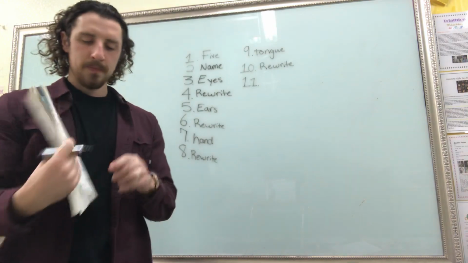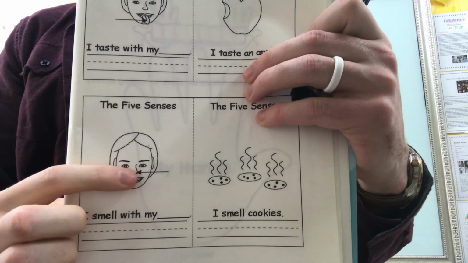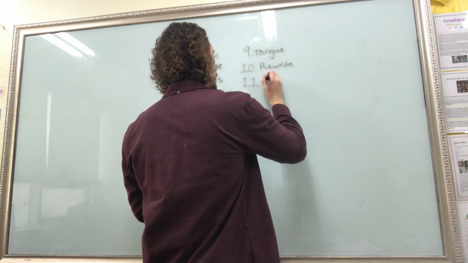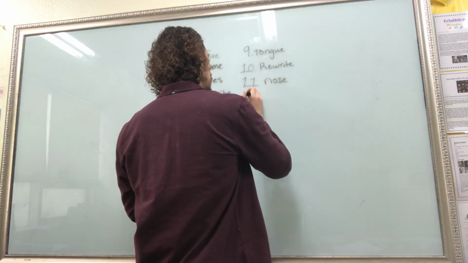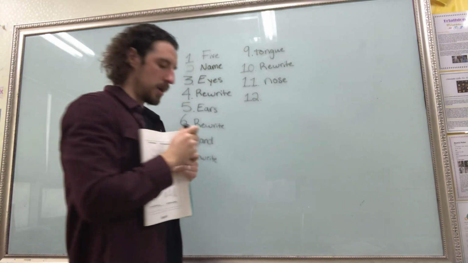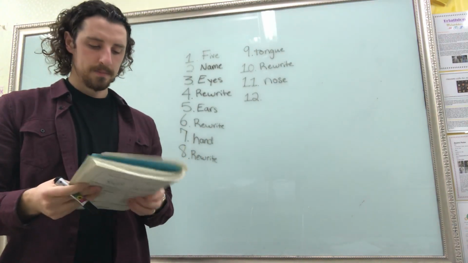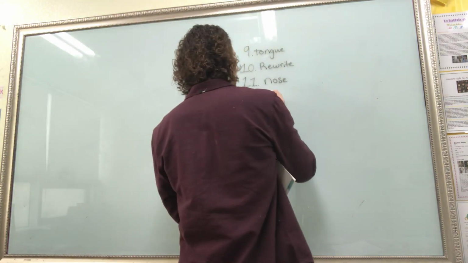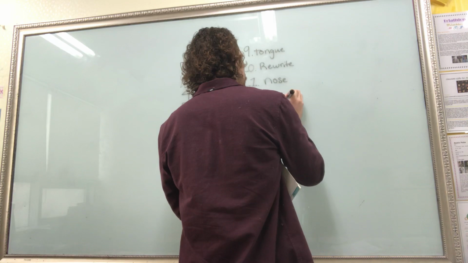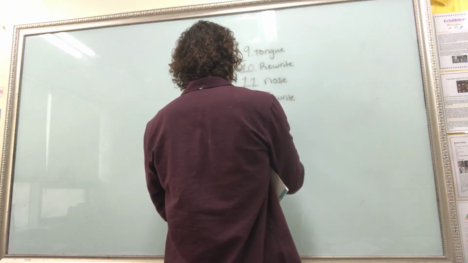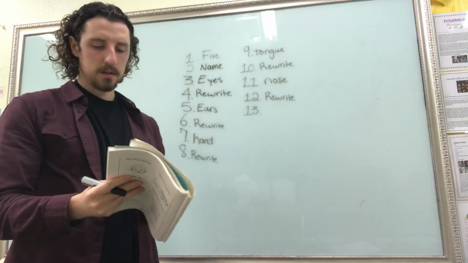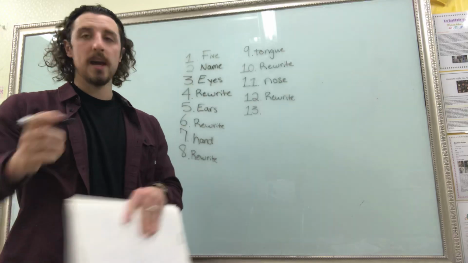Number 11, I smell with my nose. Okay? Number 11 is nose. Okay? Number 12, I smell cookies. Just rewrite that. Nothing more. So just rewrite that. I smell cookies. And that is it for the book.